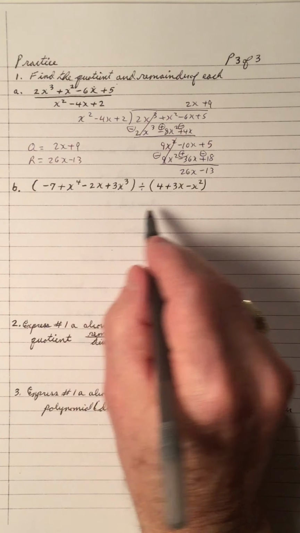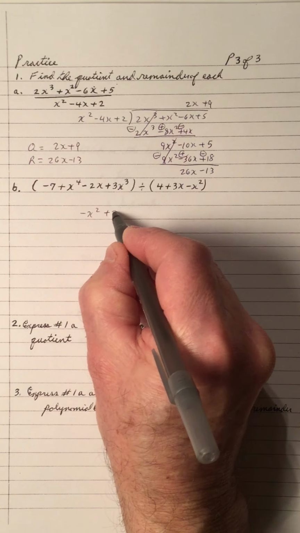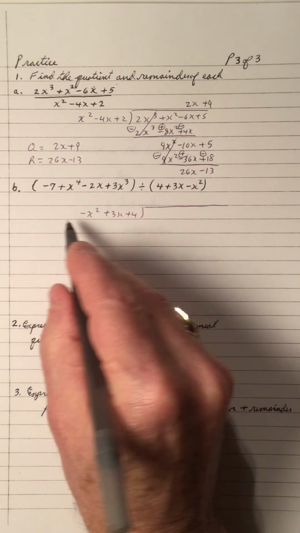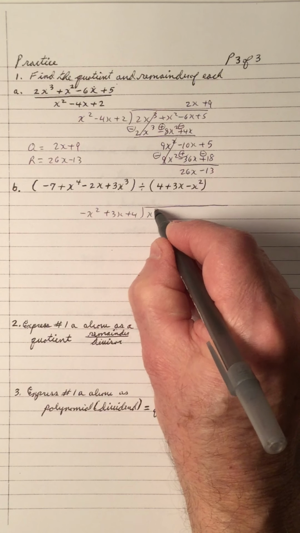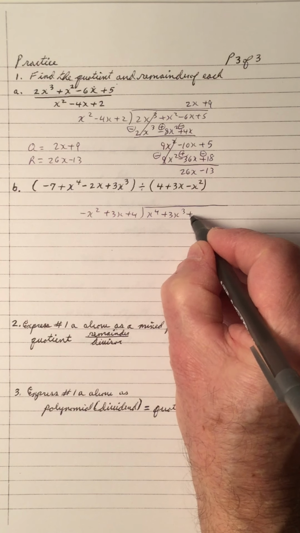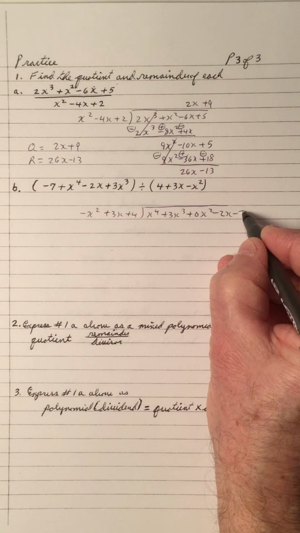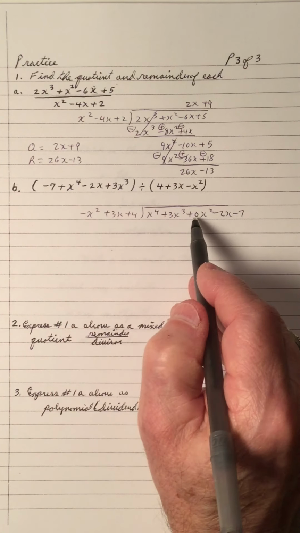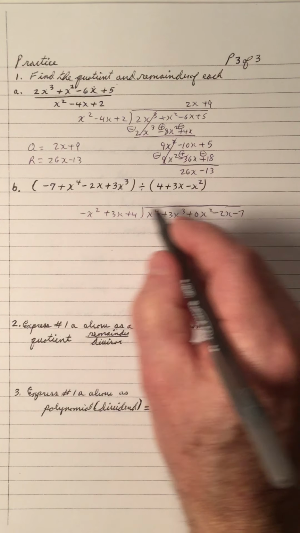Now don't forget the descending order. So the square goes first, then the x, and then the 4. Notice when I moved them, I did not change the signs. In descending order here, the x to the 4th goes first, then the x cubed, and there's no x squared, so I put a 0x squared, negative 2x minus 7. Notice the 4th, the cube, the square is a 0, and then the x, and then the 7 constant is on the right all the time.